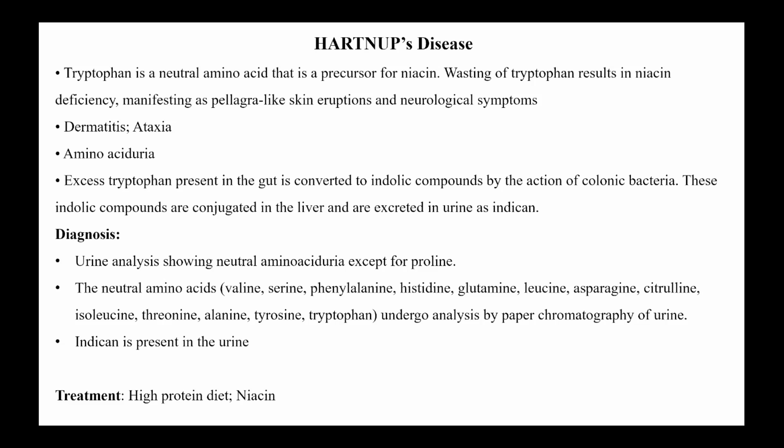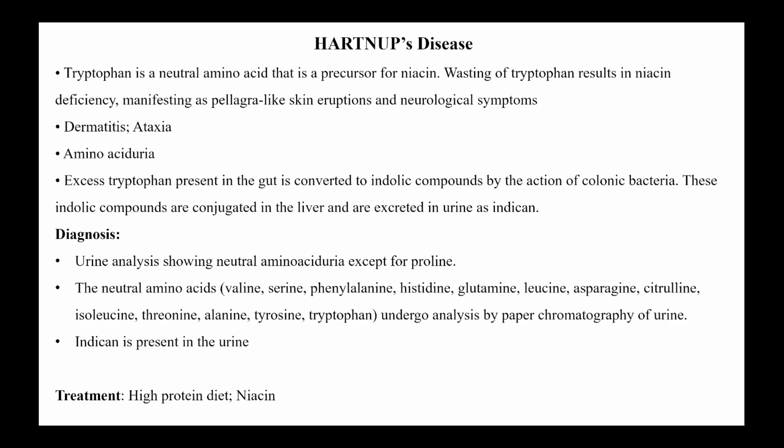Wasting of tryptophan results in niacin deficiency, manifesting as pellagra-like skin eruptions and neurological symptoms. These are the manifestations of Hartnup disease. It can cause dermatitis, ataxia, and amino acid aciduria. Excess tryptophan present in the gut is converted into indolic compounds, as we have seen, by the action of colonic bacteria, and these indolic compounds are conjugated in the liver and excreted in the urine as indican.